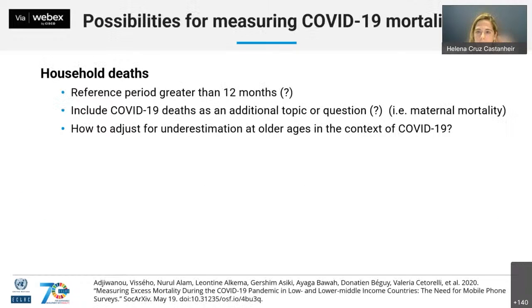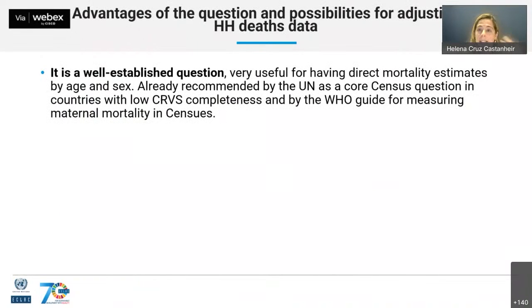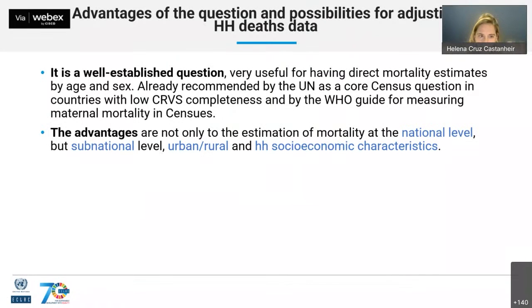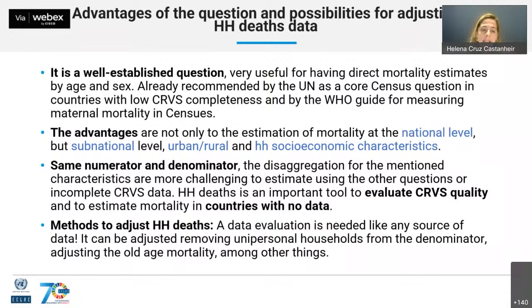So here are some possibilities of adapting these classical questions. We need to expand the reference periods, for example, in the household deaths question. The advantage is that the household question is a well-established question and has the same numerator and denominator. The disaggregation for the mentioned characteristics is more challenging, so it's very useful to have the same numerator and denominator to estimate mortality. The question has its pros and cons.